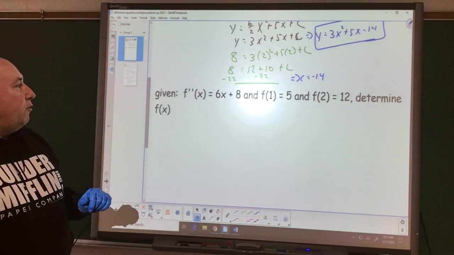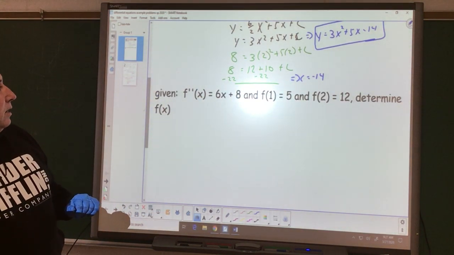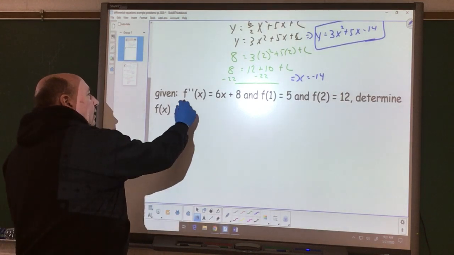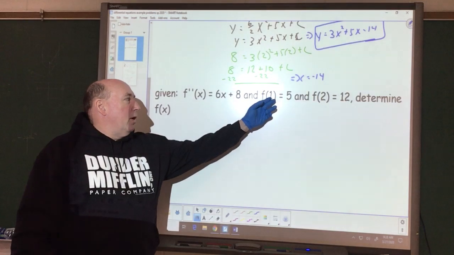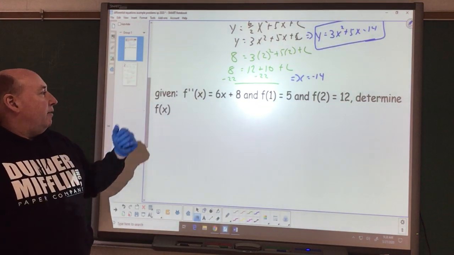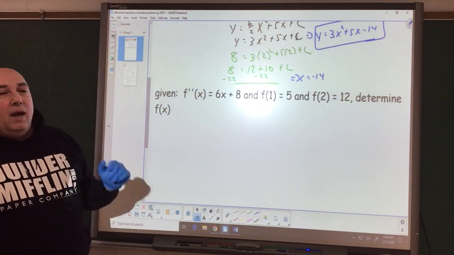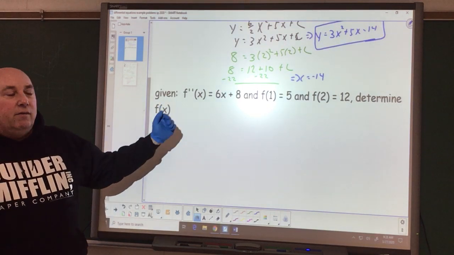A second set of differential equations. Given f double prime of x equals 6x plus 8, f at 1 is 5, f at 2 is 12, determine f of x. Well, what we have here is now we have the second derivative.